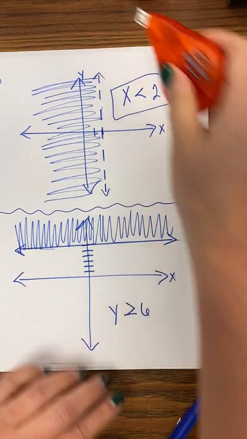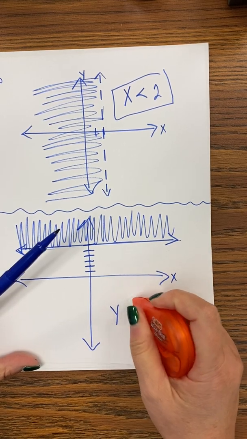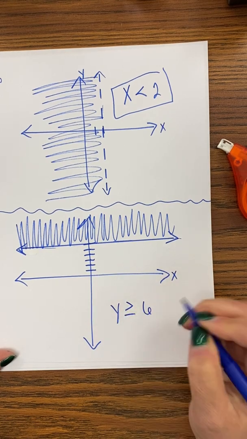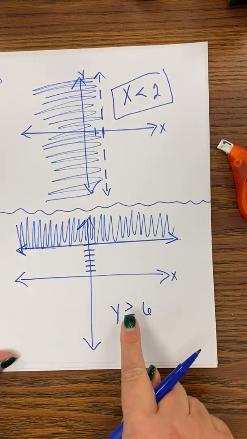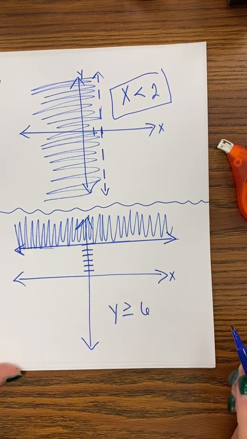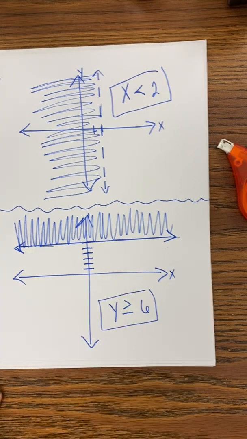Whoops, let me write that a little bit better. So that has to be greater than because it's shaded above. So it's everything greater than and including that line, so it's greater than or equal to. And it's at 6, so it's greater than or equal to 6. And that is your inequality for that graph.